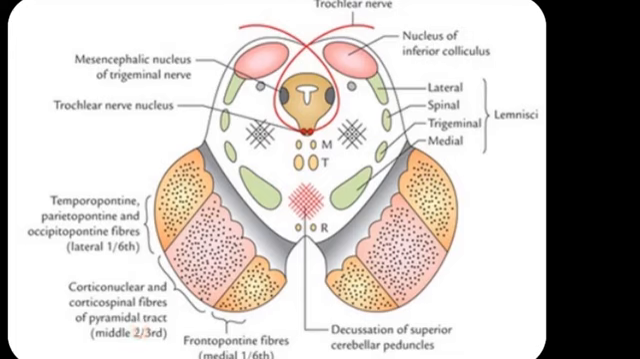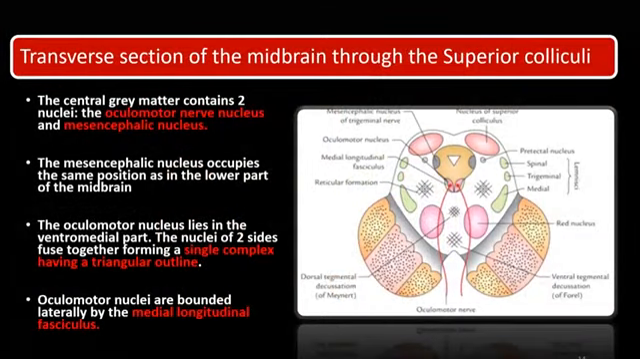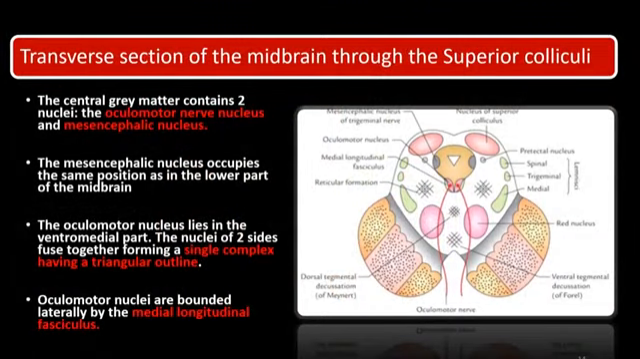For medial longitudinal fasciculus, we see it lying anterior to the 4th cranial nerve. And then we see the tectospinal tract also in front of it. The rubrospinal tract is seen before the decussation of the superior cerebellar peduncle. We will now consider the transverse section of the midbrain at the higher level.